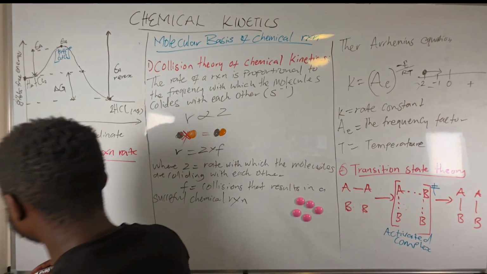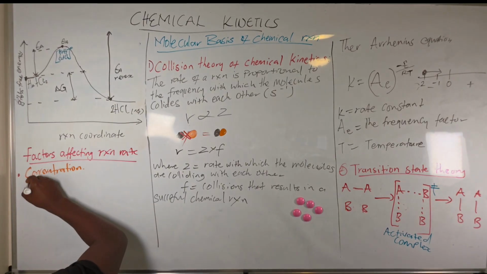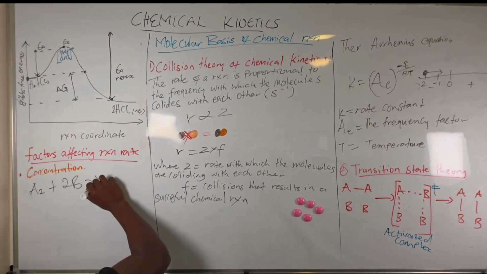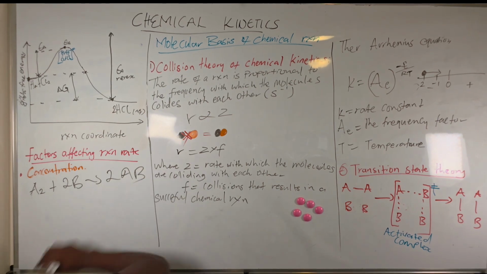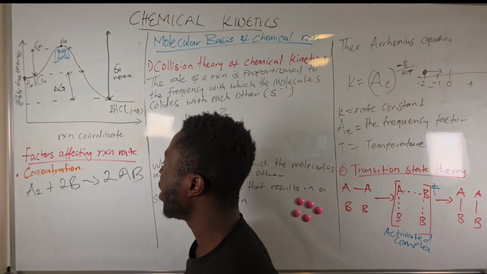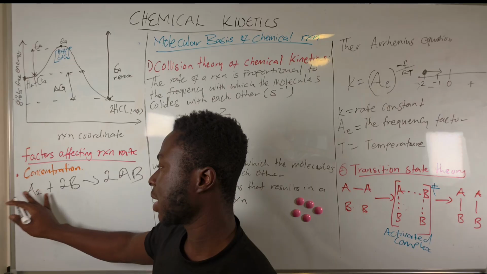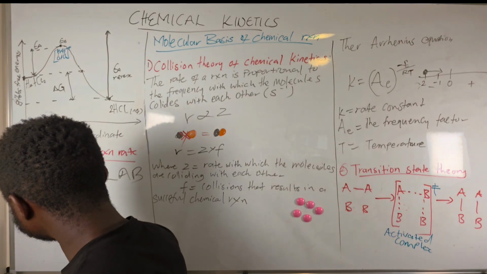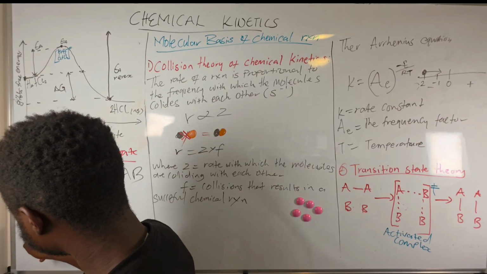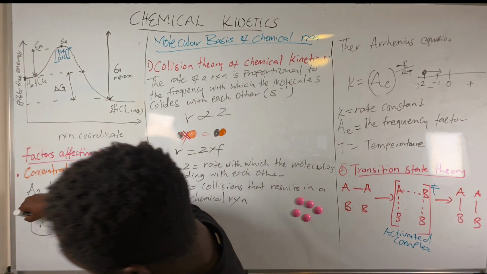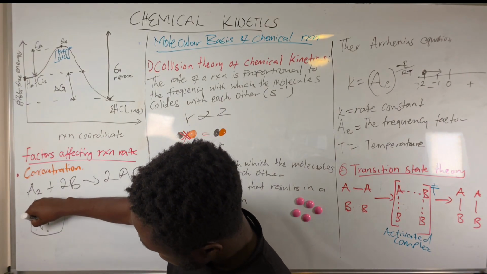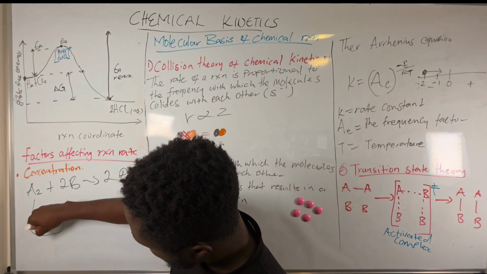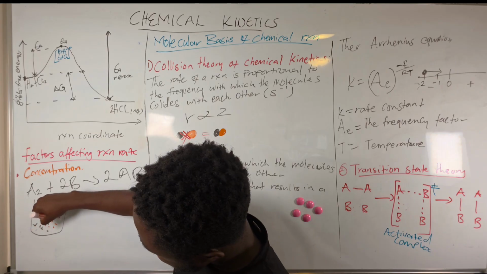Let's say we are still using our generic reaction over here, A2 plus 2B, going to form 2AB. If we increase the concentration of the reactants, so let's say these two exist in a jar, A is these black dots that exist in the jar, and B is these orange dots that exist in the jar.